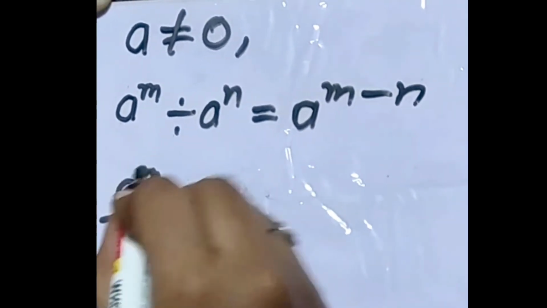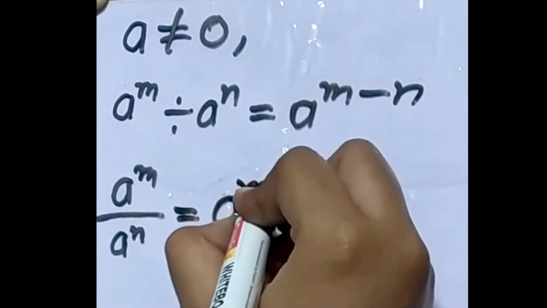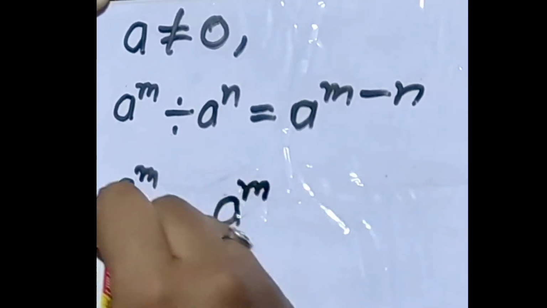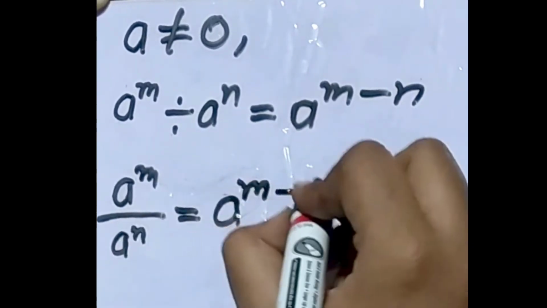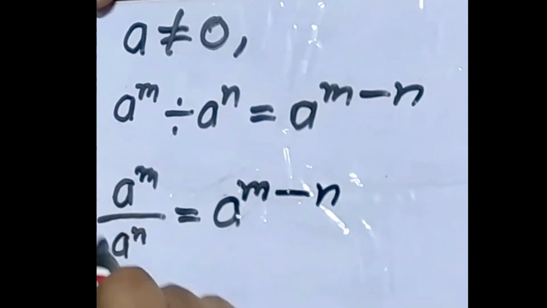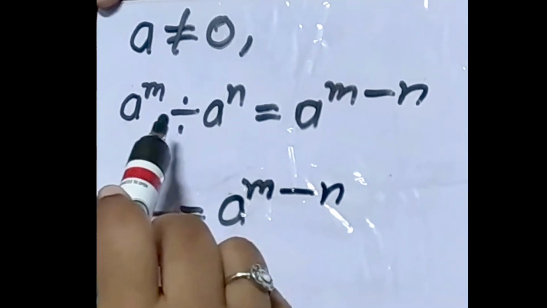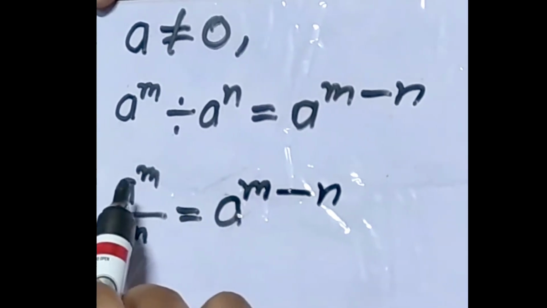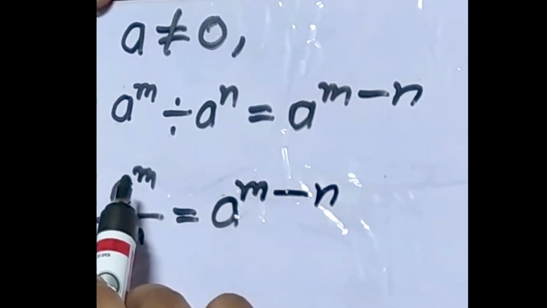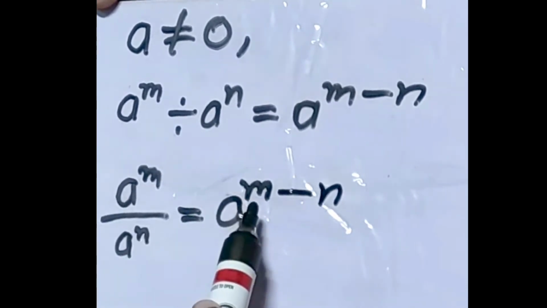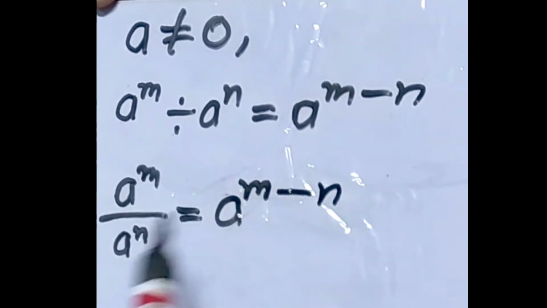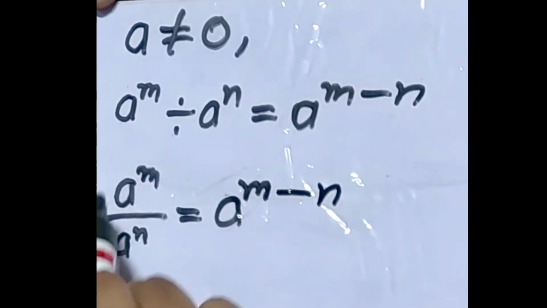See, a raised to m divided by a raised to n equal to a raised to, so first what we have to do? We have to write the index of the numerator minus the index of the denominator. The base should be the same. So whenever the base is the same and there is division in between, then we can subtract the indices. Okay, first we should write the index of the numerator minus the index which is there in the denominator. Okay, the base should be the same.